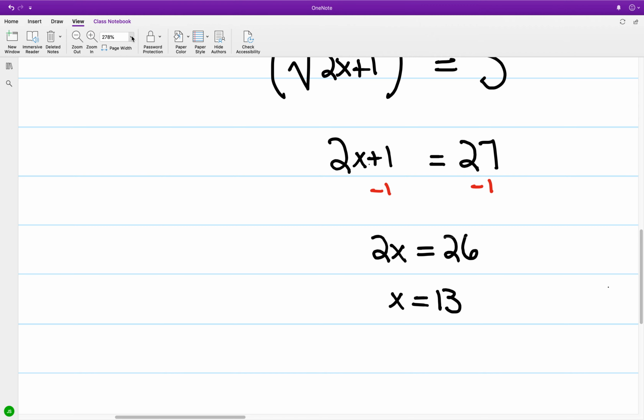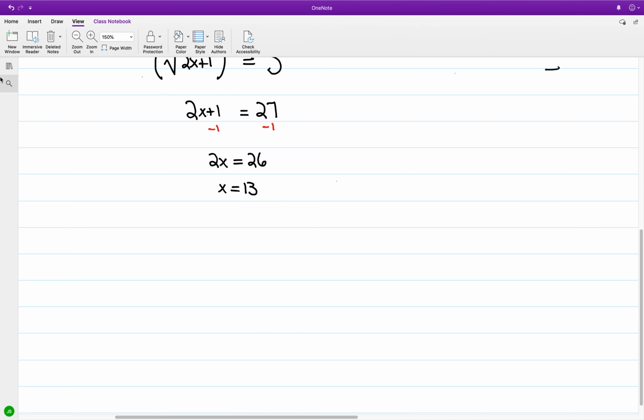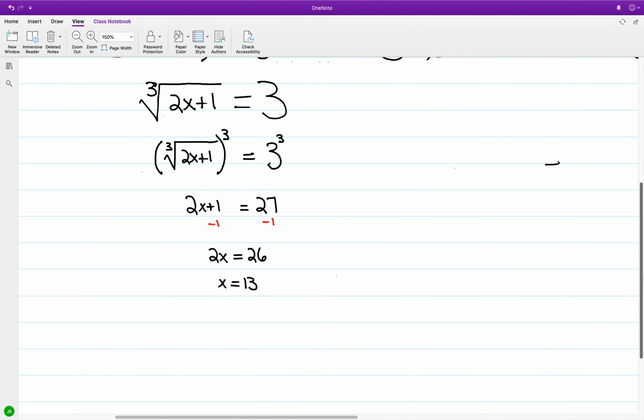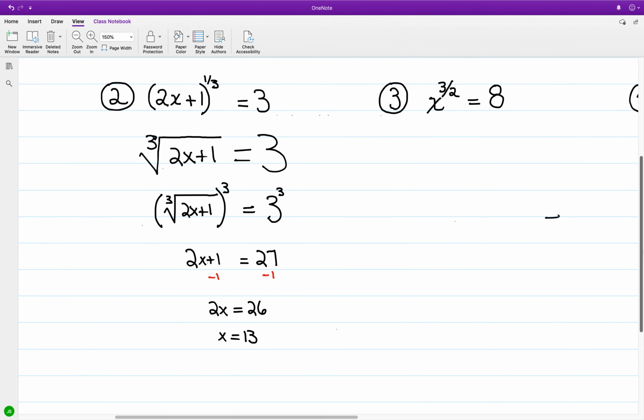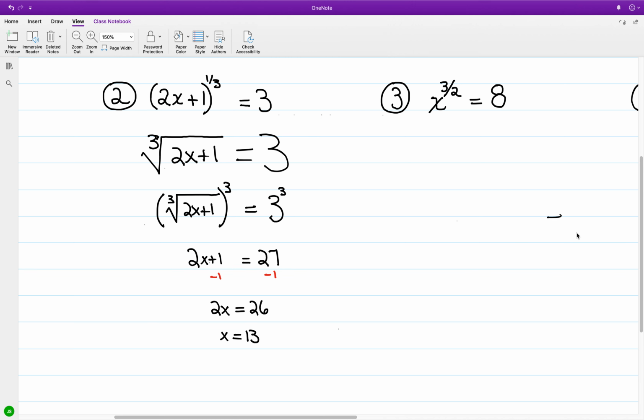Now, in taking what we have here, we're going to have the cubic root of 2x plus 1, where we have x at 13, so you have 2 times 13 is 26 plus 1 is 27. To the 1/3 comes out to 3.